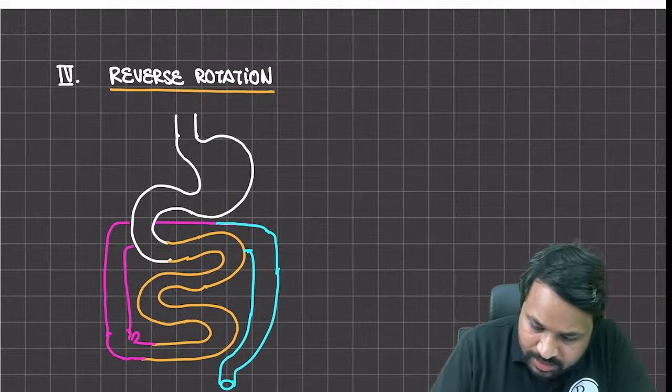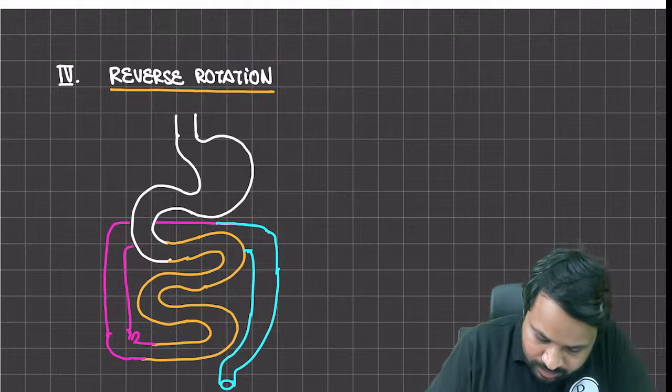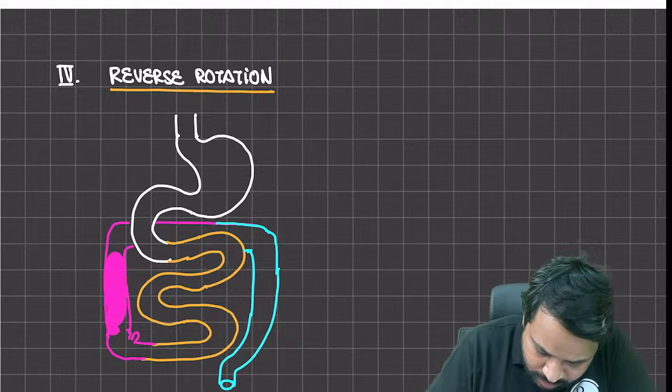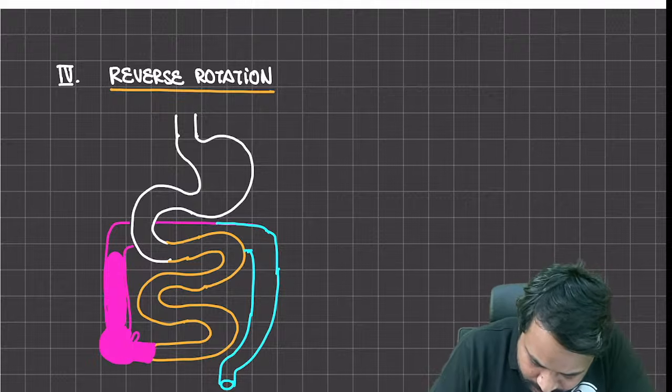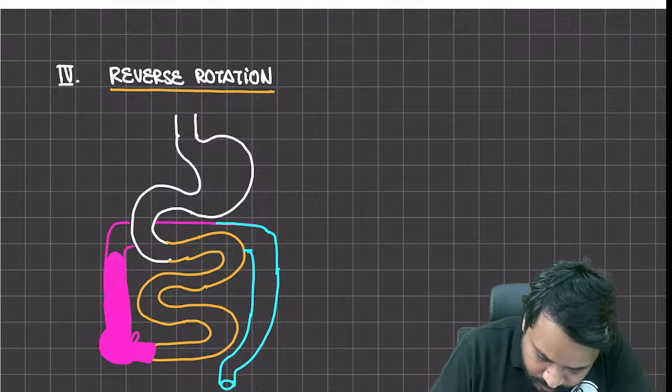So as you can see, this is your cecum which is present. This is your terminal ileum. There's an appendix which is present there. And this is the rotational status.